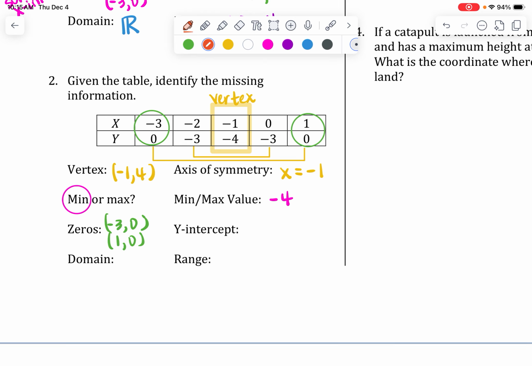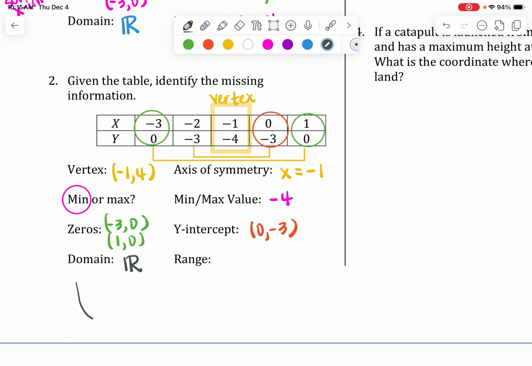And then, of course, next we have the y-intercept. Well, that's when x is equal to 0. Right, so that's 0, -3. All right, and then of course our domain is all real numbers.